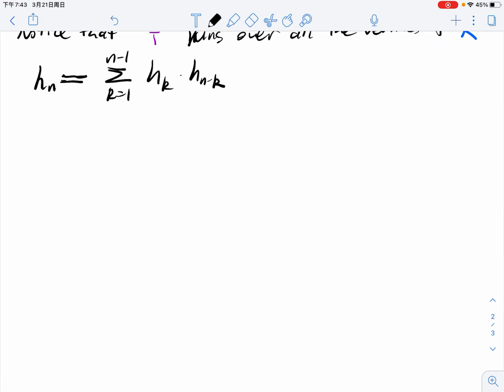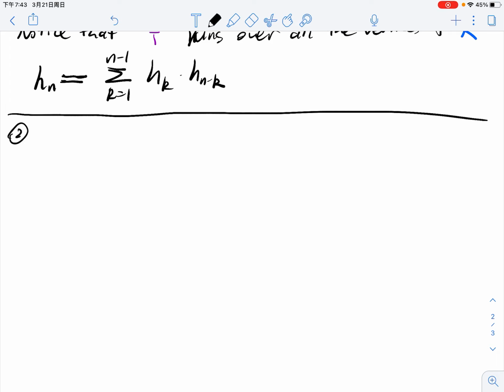Okay, so this is the first part, and then for the second part, we consider the generating function. And notice that for the generating function, we consider this one. Not exactly starting from the constant term, but instead we're starting from h1 times x, the linear term.